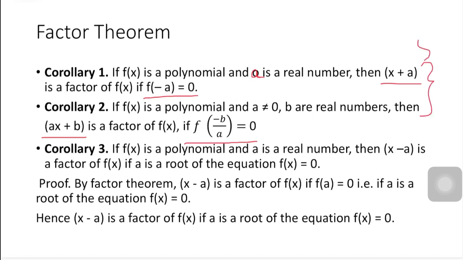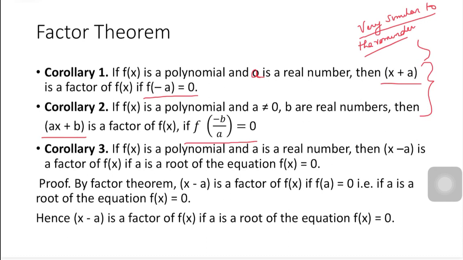It is actually derived from the remainder theorem. So this factor theorem and its corollaries are derived from the remainder theorem. Now let's look at corollary 3.